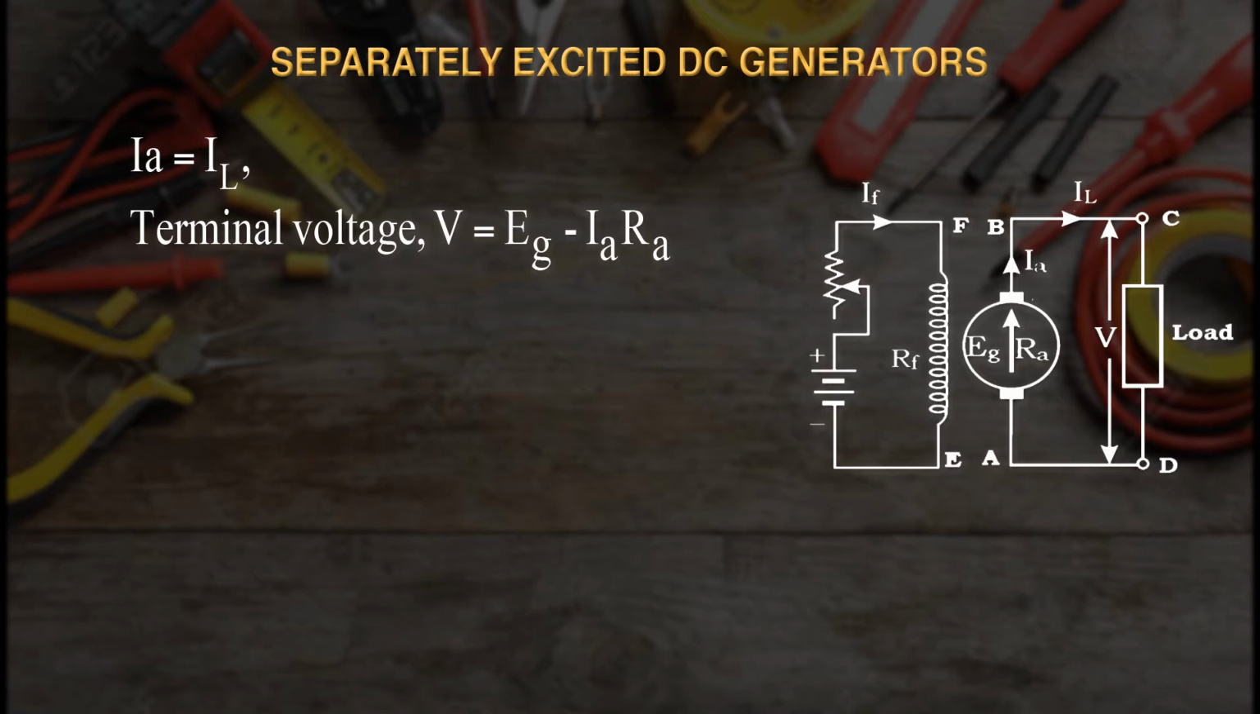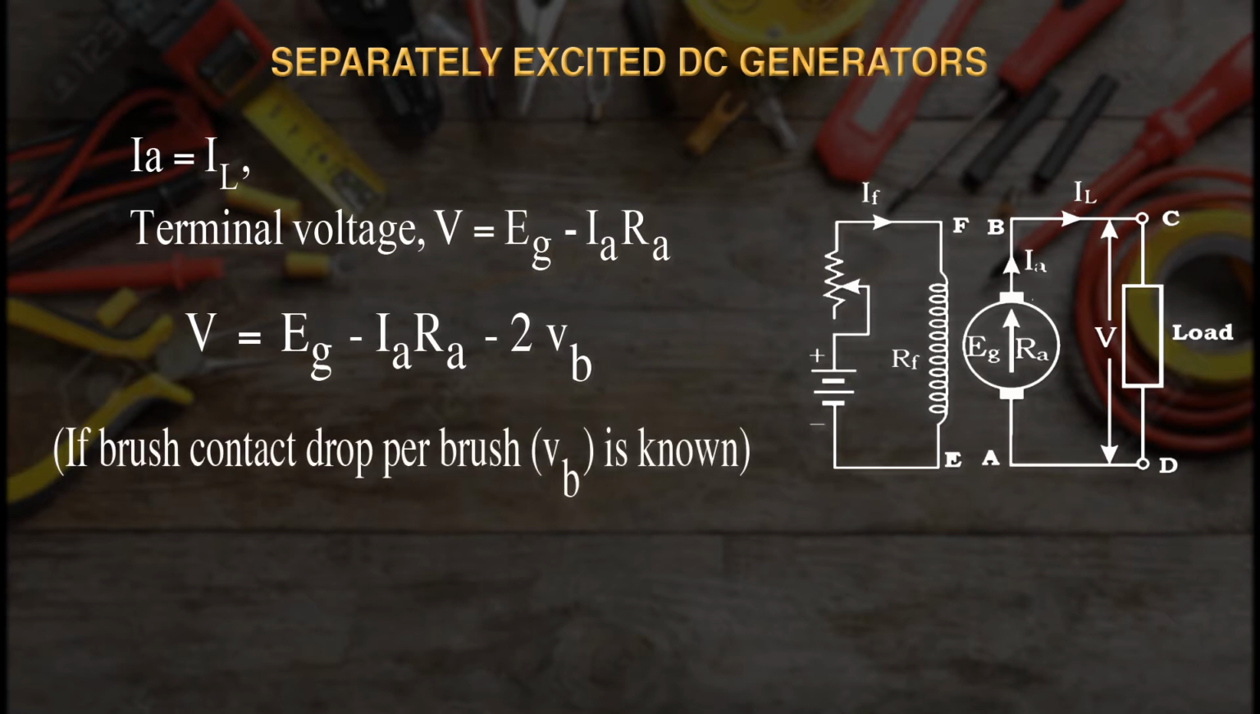If you consider the brush contact drop, then you can also write the equation for the terminal voltage. It can be written as V equal to EG minus IA RA minus 2 into VB, where VB is the voltage drop across a brush. Why are we multiplying by 2? Because here 2 brushes are there.